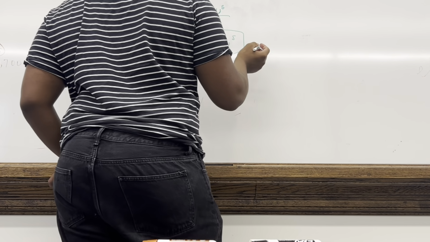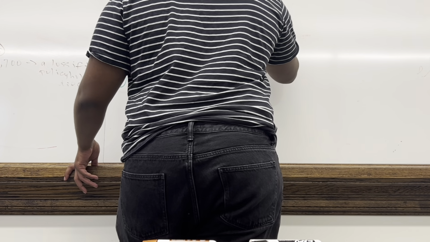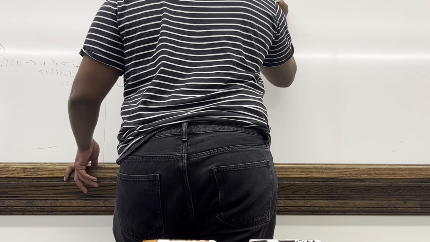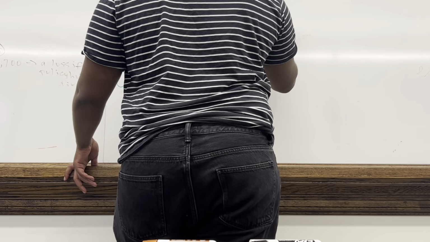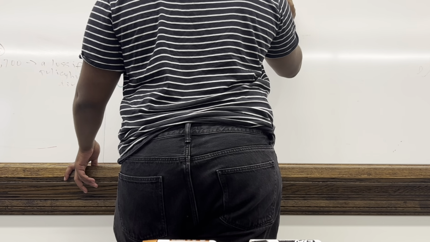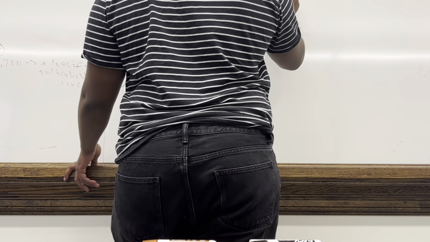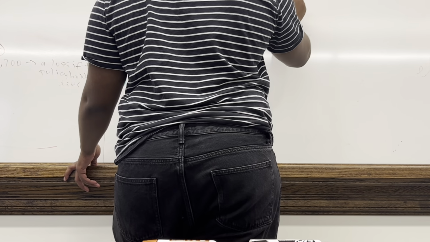And now you can just plug back in u. So that would be 4x squared minus 12x to the 5 over 5. Boom. Very simple, very easy.